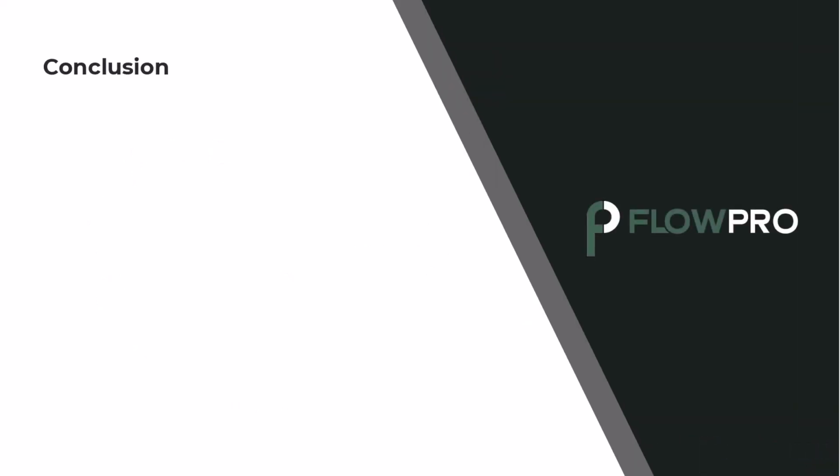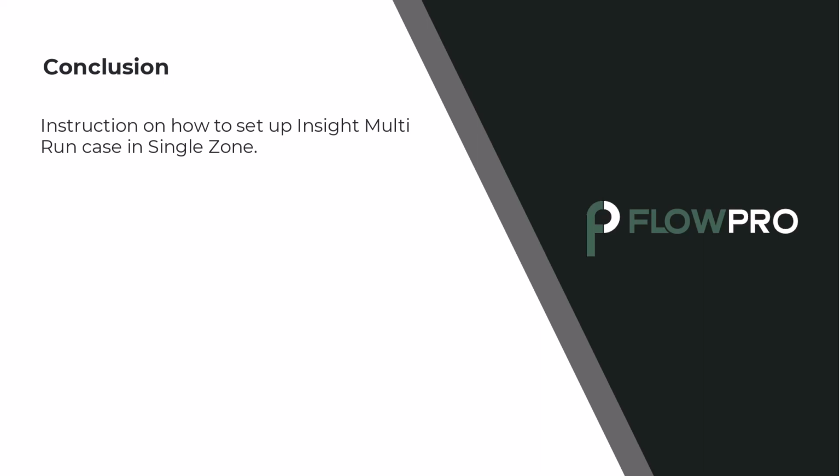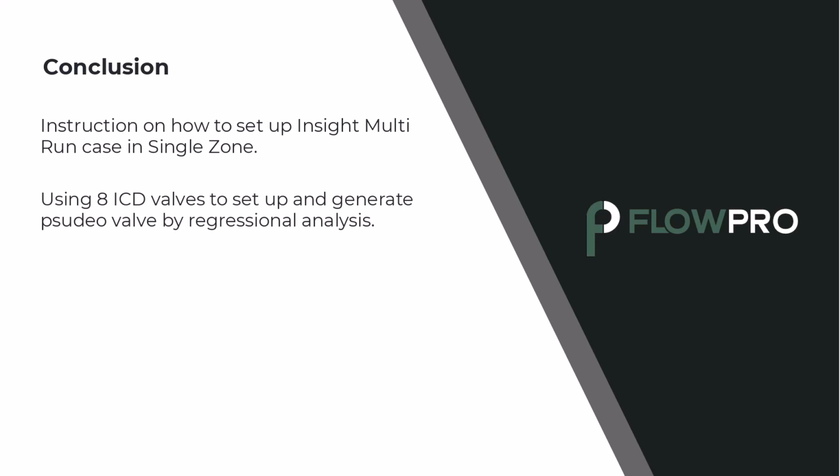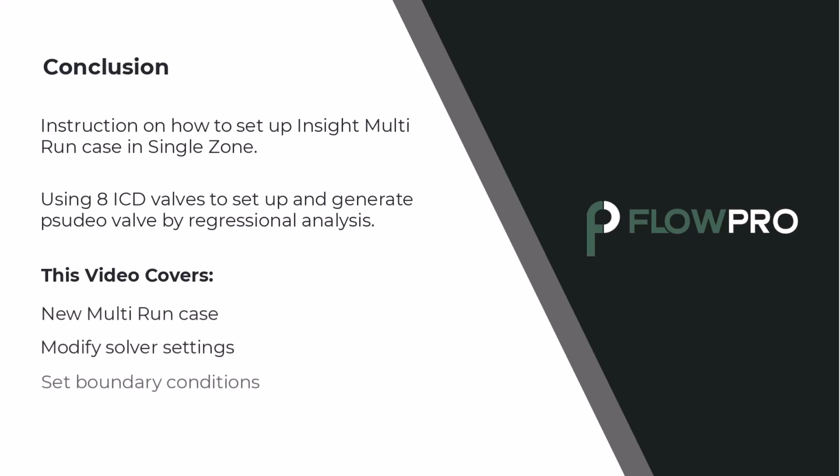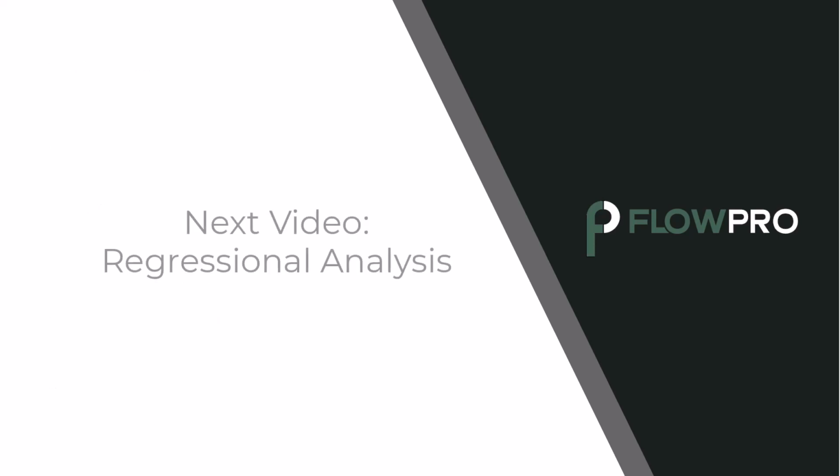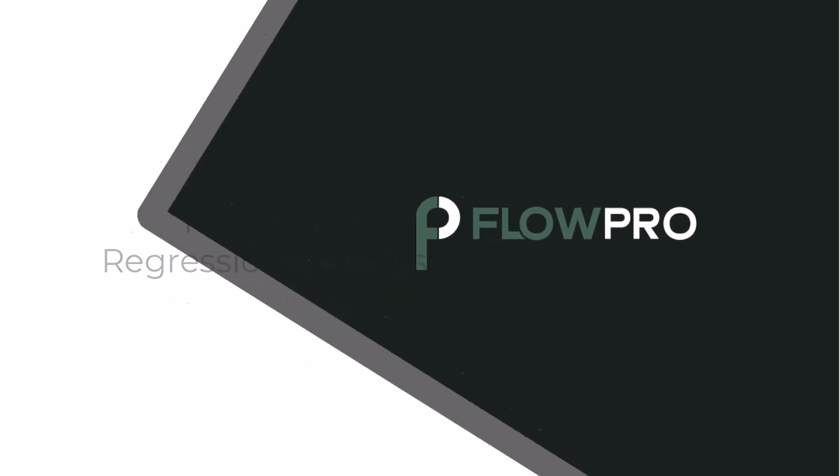This video tutorial provides a step-by-step instruction on setting up a multi-run simulation for single zone with 8 ICDs in order to generate pseudovalves through regressional analysis. The tutorial covers how to create a new multi-run case, modify the solver section, set boundary conditions, and run the simulation. The video also shows how to use the simulation dashboard to track the progress of the simulation, sort and filter cases, and inspect the results on a 3D plot. The next step is regression analysis, which is covered in the next video.